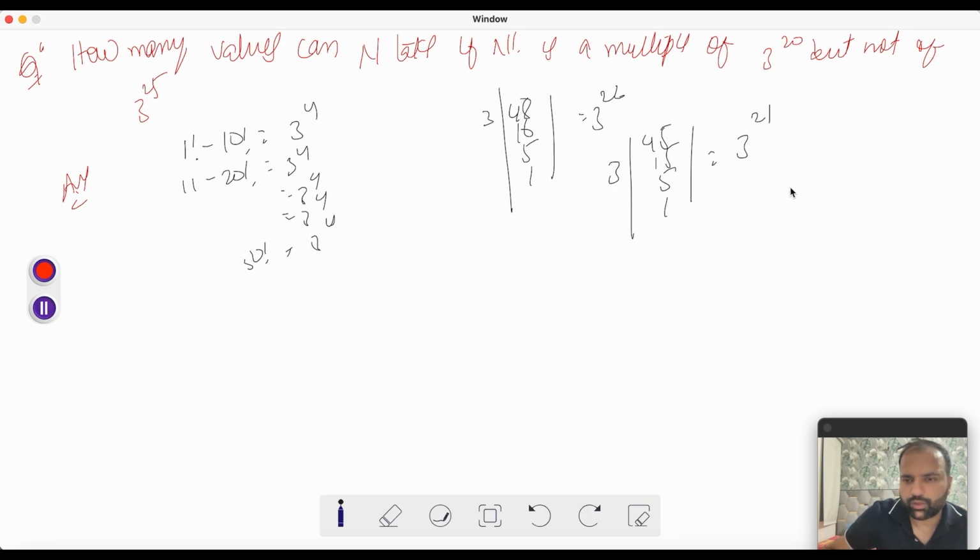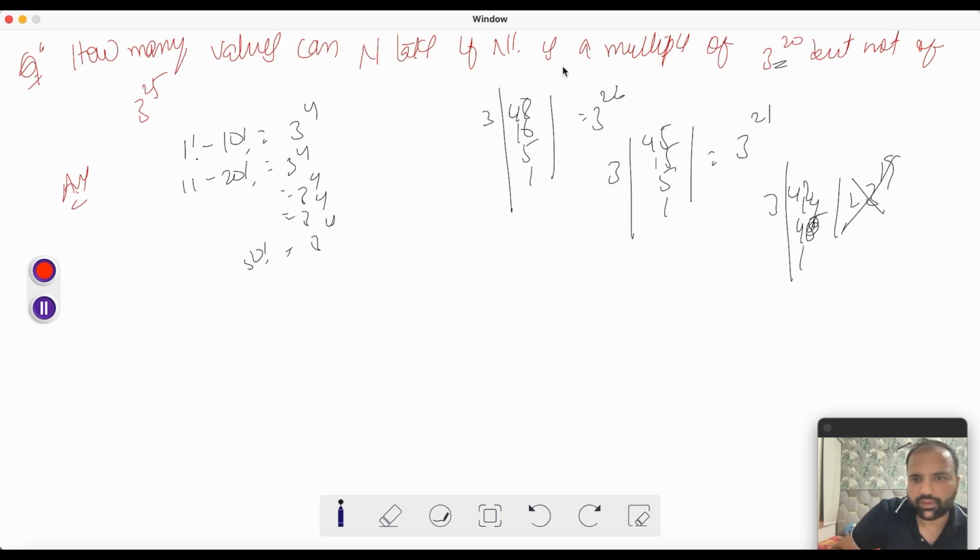If we go back to 42, 14, 4, 1, we're getting 3 to the power 19. We can't take 3 to the power 19 because this is what we need, so we can take this. So 3 to the power 21 is what? 3 to the power 20 plus an extra 3. Okay, so we can consider this as 45 factorial.